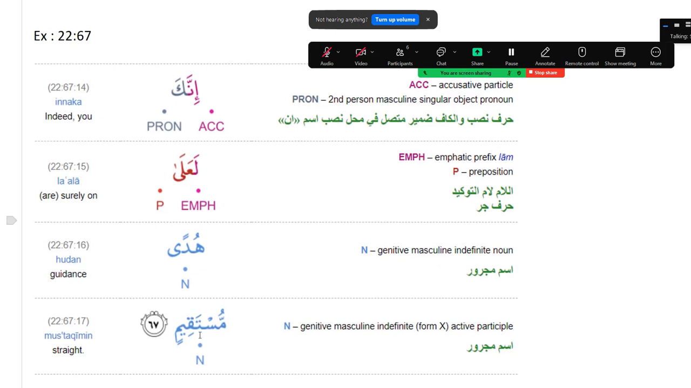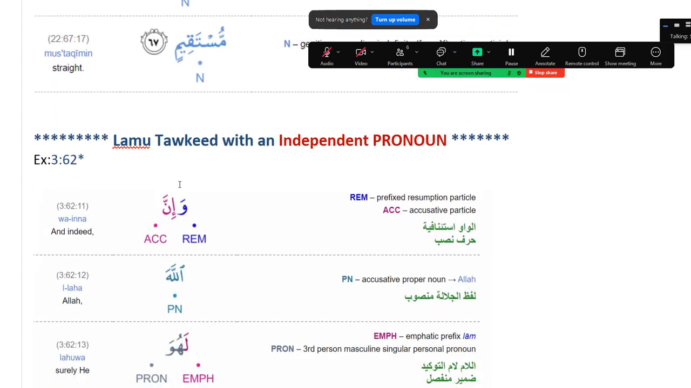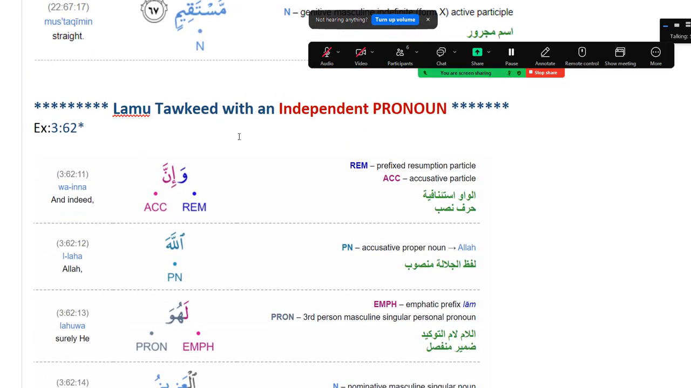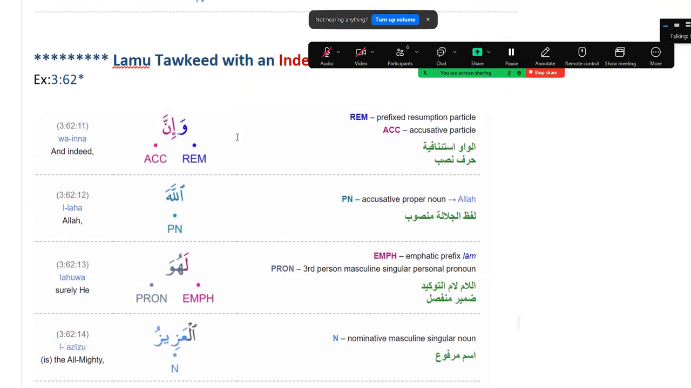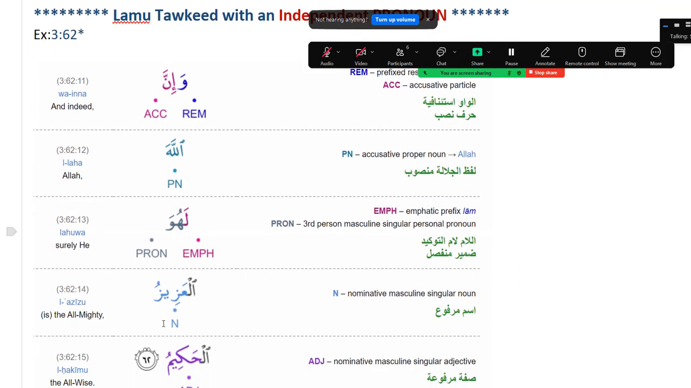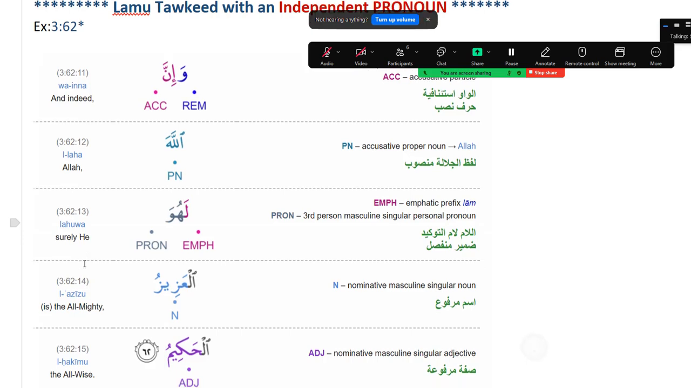Innaka la'ala hudam mustaqim. And indeed you are surely on straight guidance. La ala. Lam of emphasis with huruful jar ala. Now, lam tawkeed with an independent pronoun. Wa inna Allaha lahuwal azizul hakim. And indeed Allah, surely He is the Almighty, the All-Wise. Which is the lam tawkeed here? La huwa, right? I'm asking about lam tawkeed. La huwa. And lam tawkeed comes with a pronoun here. Surely He is the Almighty, the All-Wise.